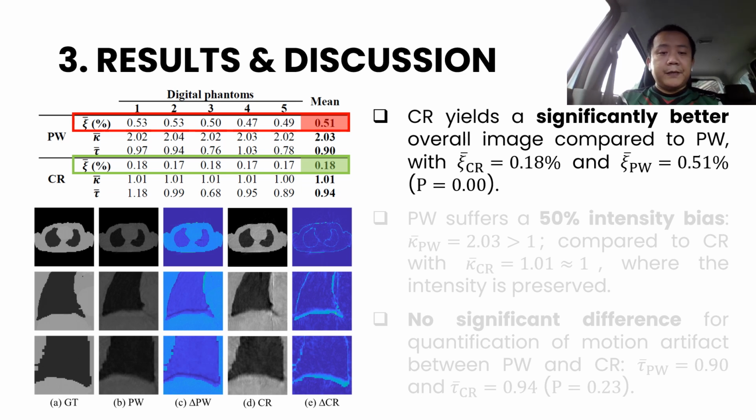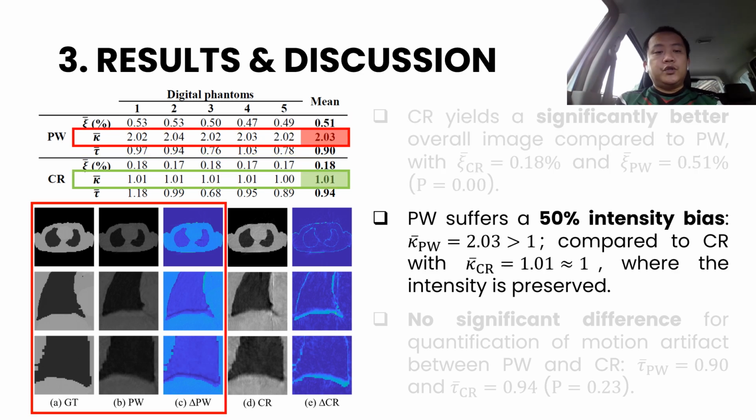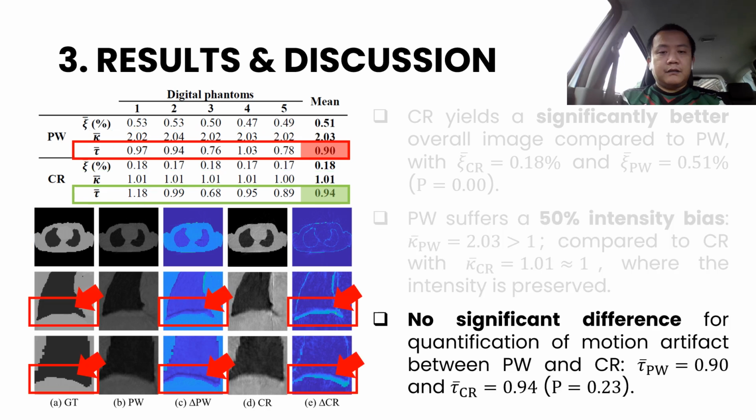Overall, the complementary rebinning algorithm on average yields a significantly better reconstructed image compared to the projection weighting algorithm based on the root mean squared error metric. Using the scaling factor, it is found that the projection weighted images yielded an average factor of 2.03, which indicates an intensity bias of almost 50% decrease in intensity compared to the ground truth. Based on the scaling factor of the complementary rebinned images, the average value of 1.01 indicates almost no bias, which means that the intensity of the reconstructed images using the complementary rebinning is preserved.